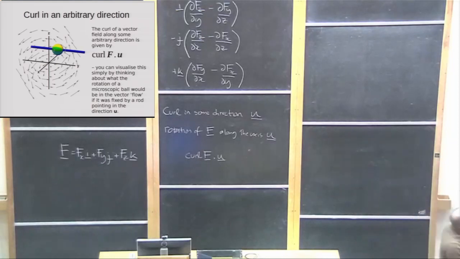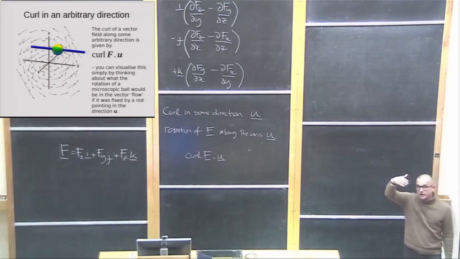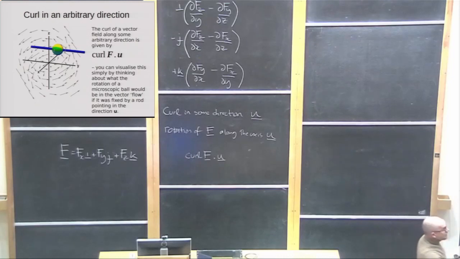So again, another way to visualize this is to imagine we have our microscopic ball sitting in our flow, and it's rotating in a sense and with a magnitude that tell you about the total rotation of the field in all three dimensions at that point. If I then were to spear this by putting, let's say, a rod right through it, so it could only rotate around that axis. So now this axis here, this blue line, is pointing in the direction of our vector u. It can only rotate around that axis. The amount of rotation that you would get around that axis is the dot product of the curl with that vector.